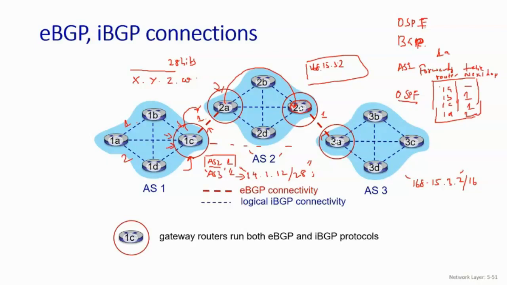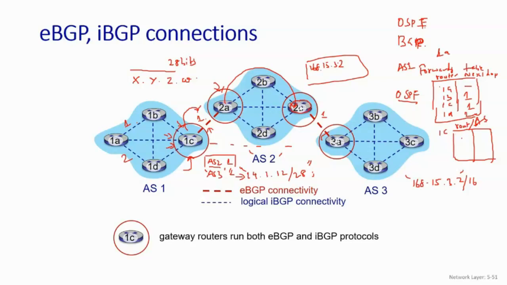But if you take BGP, the gateway router is to be installed with the forwarding table. So 1C will have the forwarding table. The 1C gateway router is to be installed with the forwarding table again with 2 columns. One is all the routers and subnetworks or autonomous systems.